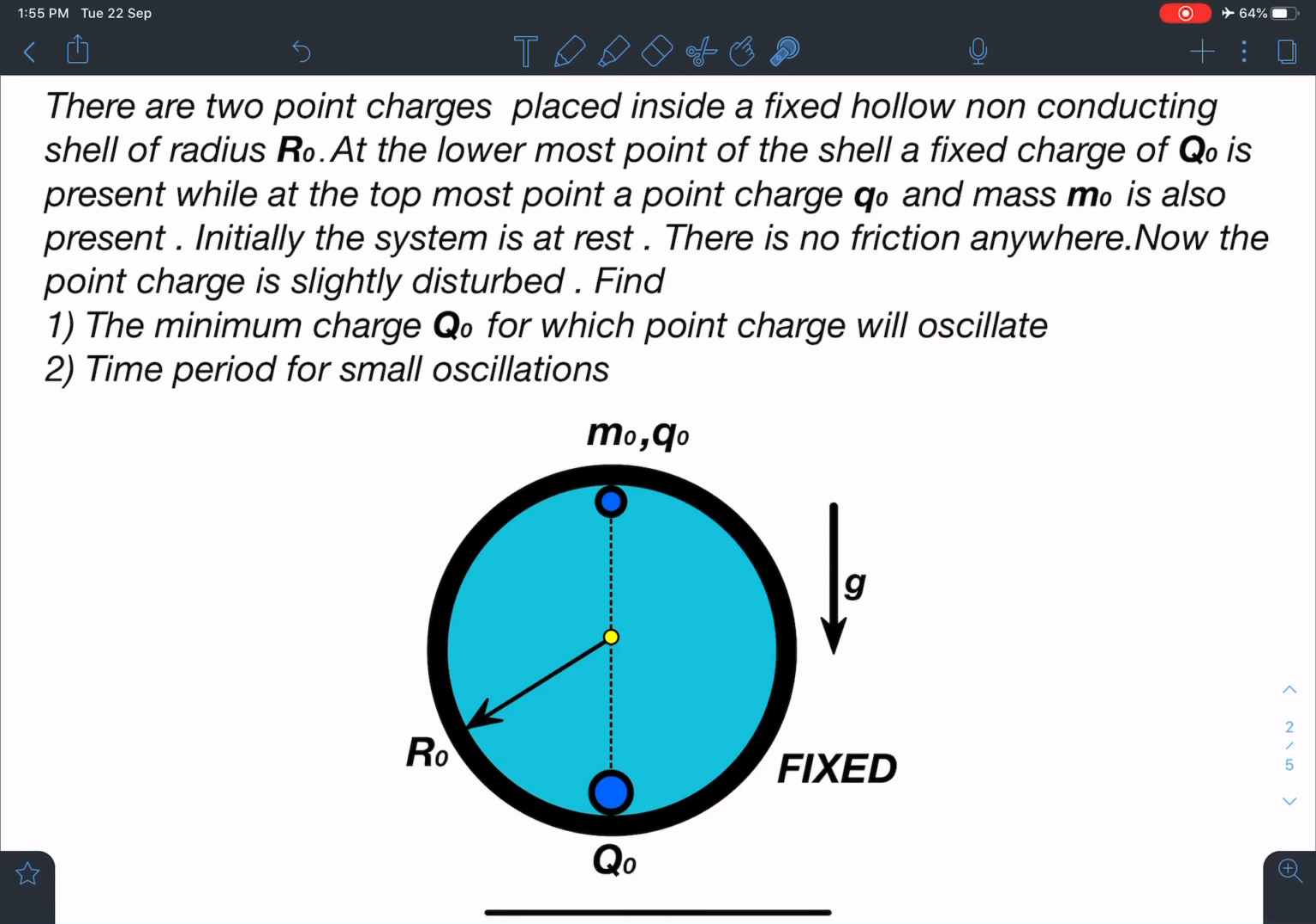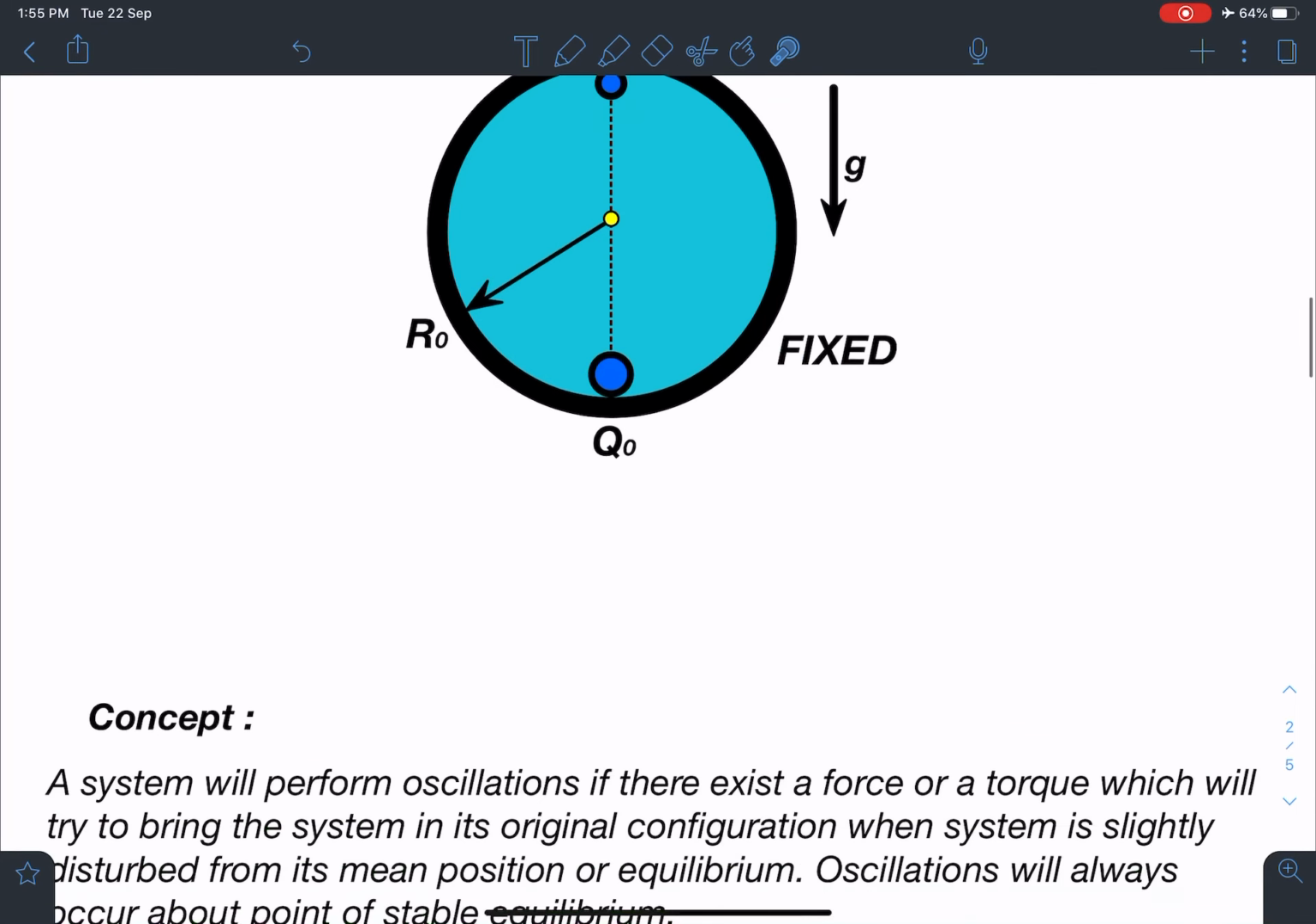So here is the diagram of it. This charge q is fixed. So if I slightly disturb it, it should oscillate around this position. This condition on charge q0 we have to find out. So let's discuss the concept part of this problem here.